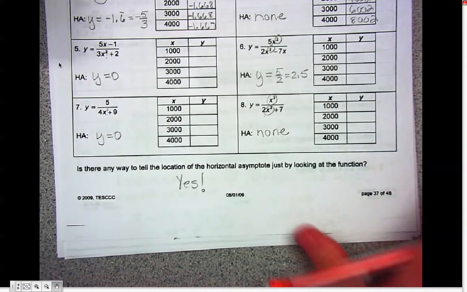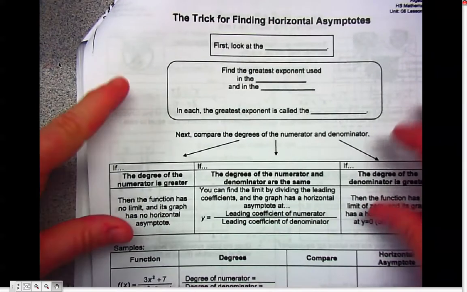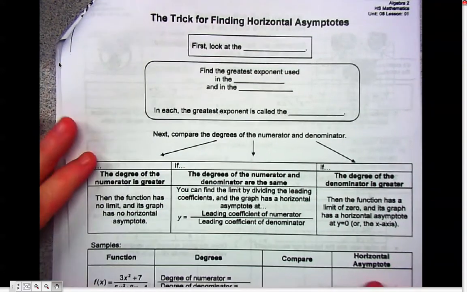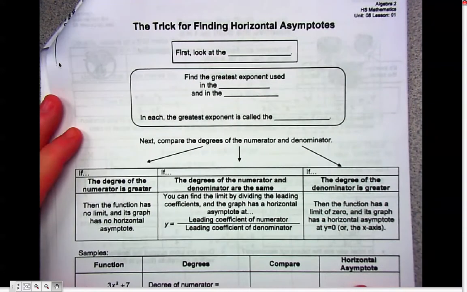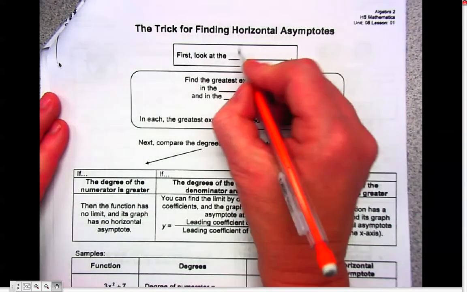Okay, so those of you that have your notes, does everybody have their notes out? Because we're going to do the trick for finding horizontal asymptotes in your notes. You just kind of discovered it. Now we're going to summarize it. And then we're going to take some problems and find the horizontal asymptote. Okay, so the trick for finding horizontal asymptotes is we first look at the exponents.